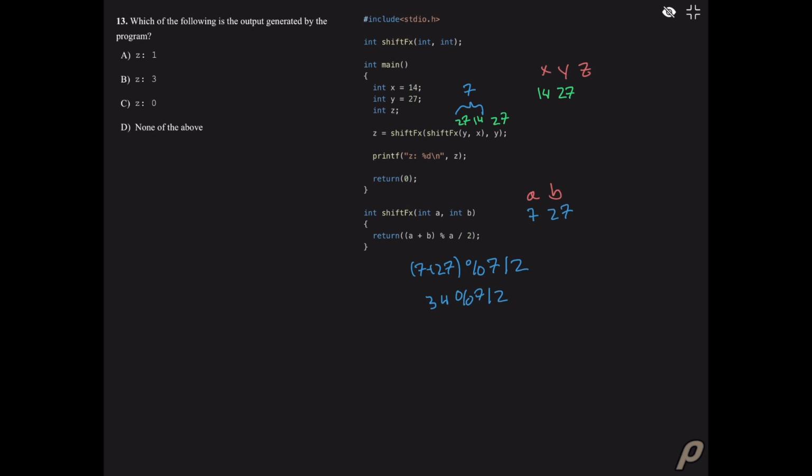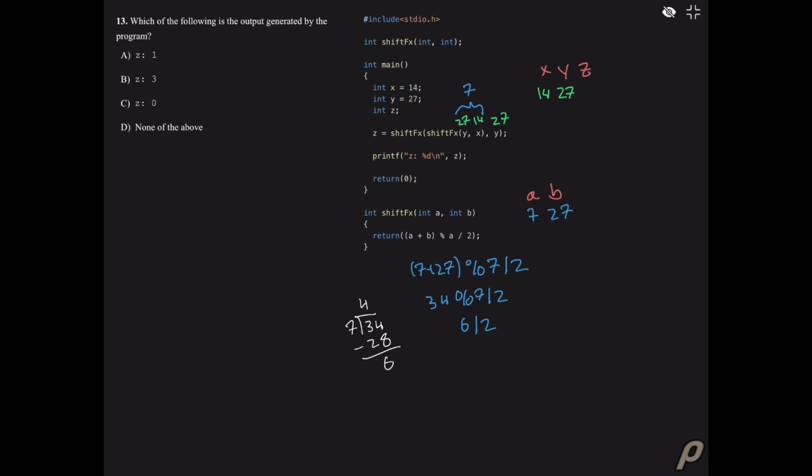So we know, let's figure out our modulus, 34 mod 7. So we know that 7 times 5 is 35, but that's one too many, so we have to do 7 times 4, which is 28. And then if we subtract those, we get a remainder of 6. So we know that the value of the modulus is 6. So we do 6 divided by 2, and that's just 3. It is integer division, but like I said, there's no remainder, so it's just a value of 3.